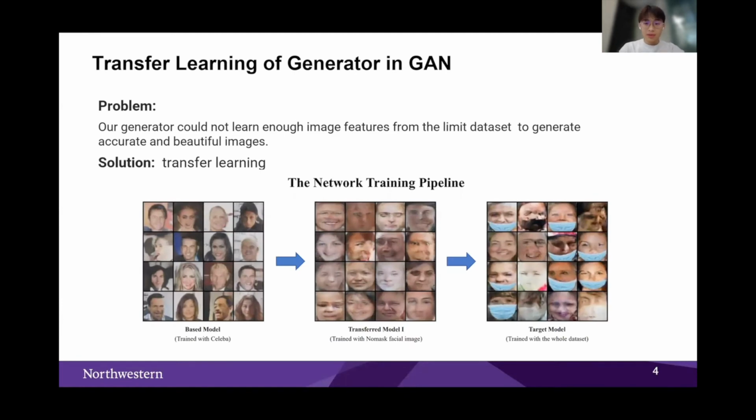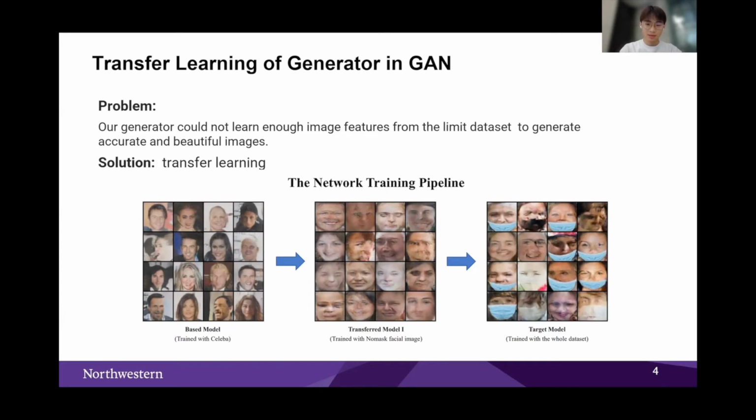However, our generator couldn't learn enough image features from the limited target dataset to generate accurate and beautiful images. To solve this problem, we employ the idea of transfer learning. First, we use the CelebA dataset to pre-train the network and get the initial base model. And later, we use the no masking images in the target dataset to train the model for the second time.